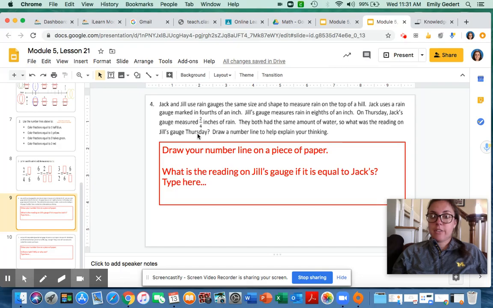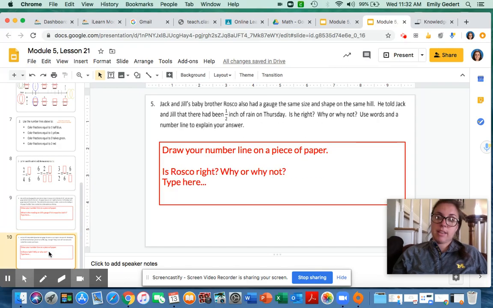So if Jack's gauge is 2/4 inches and Jill's is 1/8, what would hers be? And then over here, if Roscoe had a rain gauge, and he said 1/2 inch, is he correct? Is that the same as 2/4?